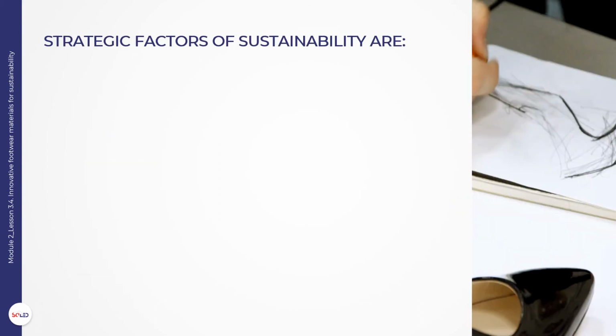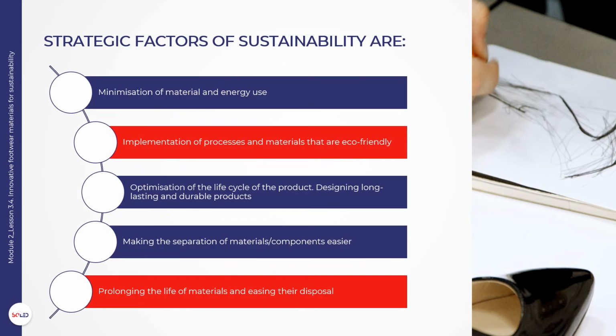Strategic factors of sustainability. The strategies to achieve sustainability objectives are various, and cover the entire production process, from minimizing energy and materials to optimizing the whole production cycle. Within these strategies, the selection of eco-friendly materials plays an important role, and there are abundant examples of the use of different materials in all parts of footwear.